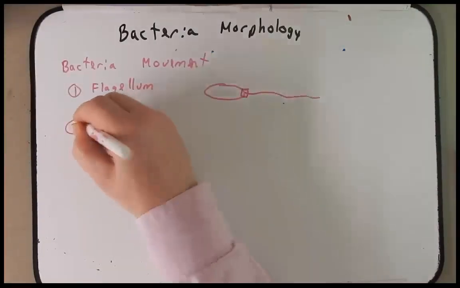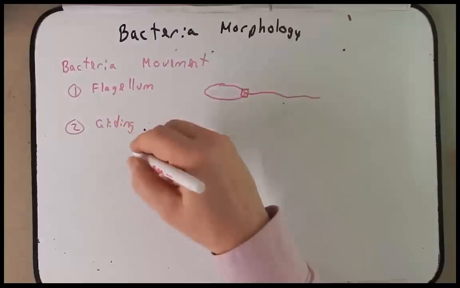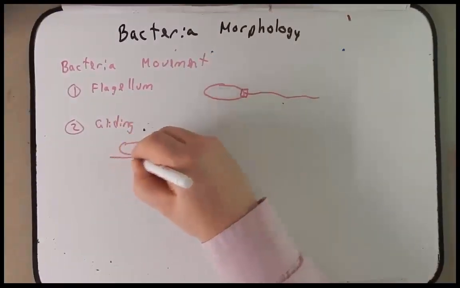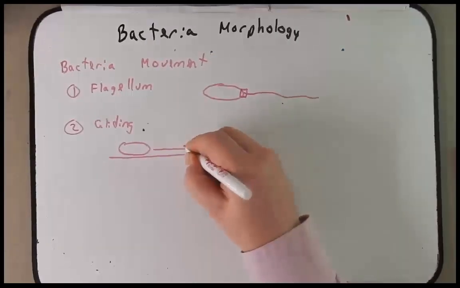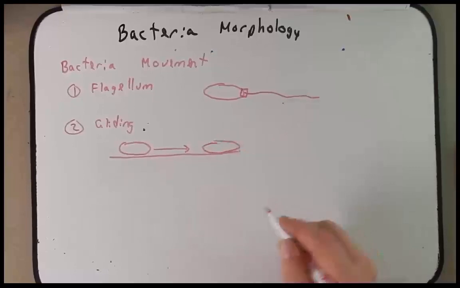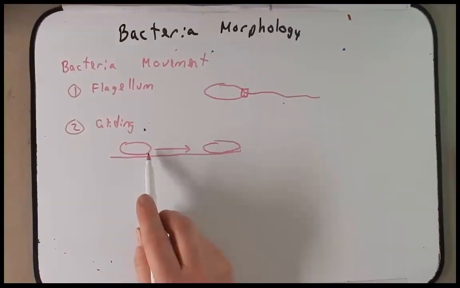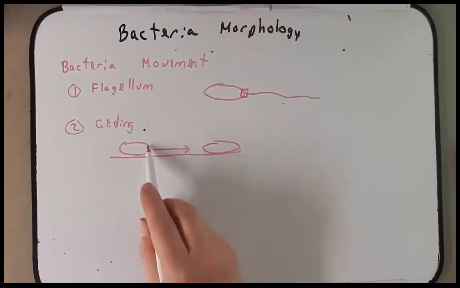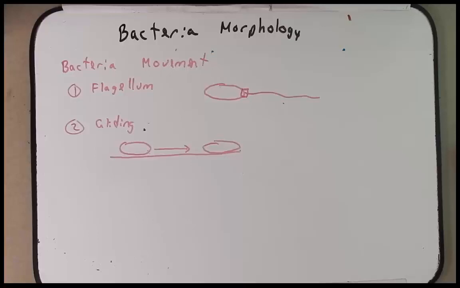Another way bacteria can move is by gliding. And this allows a bacterium to be on a surface here and to glide, kind of creeping along this surface. Now we understand how a bacterium can attach to a surface, though we don't completely understand the mechanism that allows this bacterium to glide from one location to another location.